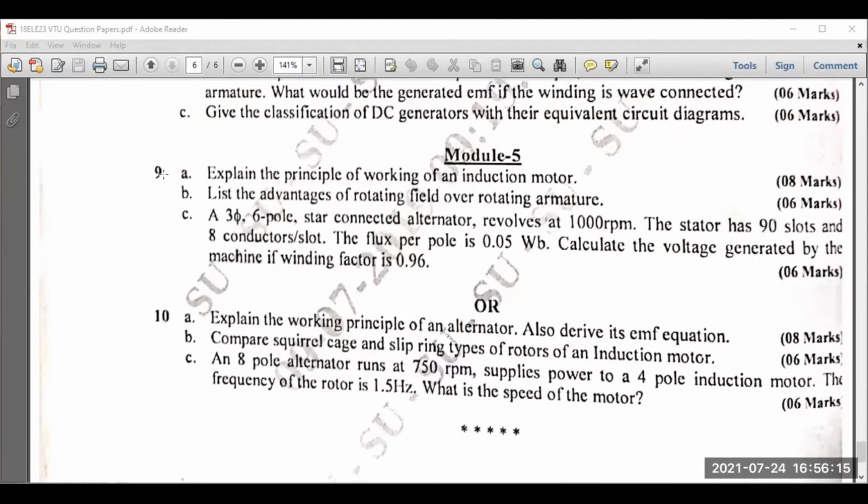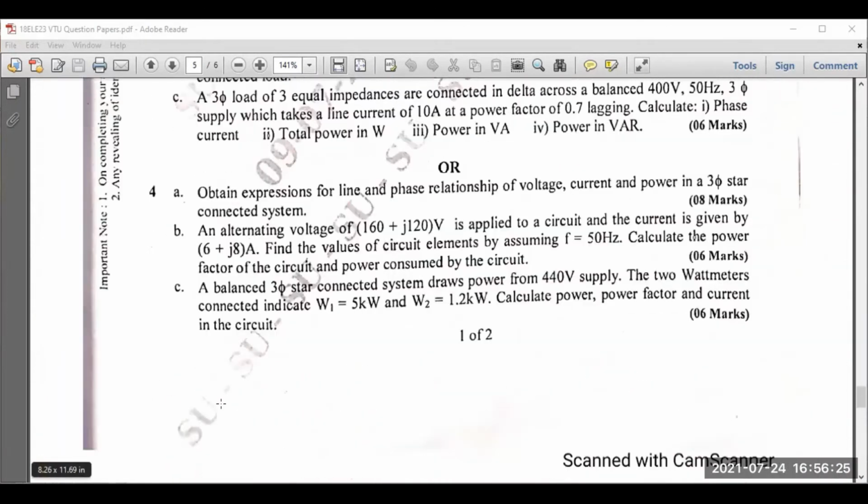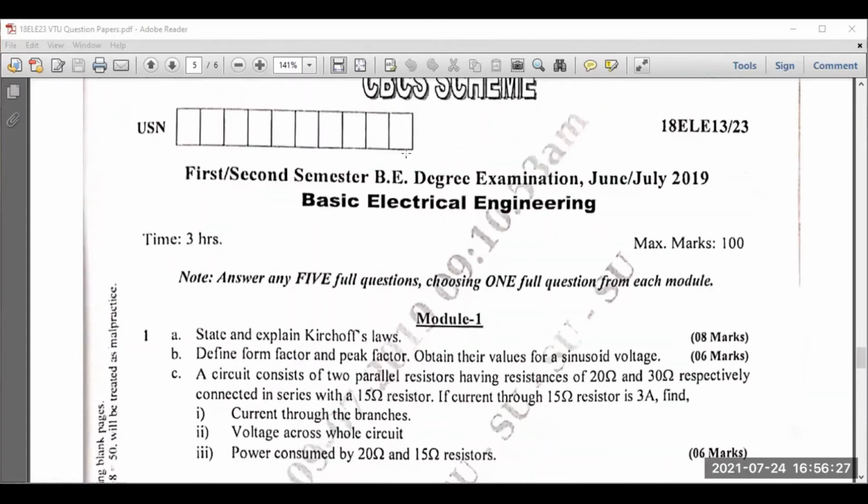And finally, module 5, there are 2 questions, question number 9 or 10. You have to answer either question number 9 or 10. Likewise, you have to go ahead. So there are a total of 100 marks.